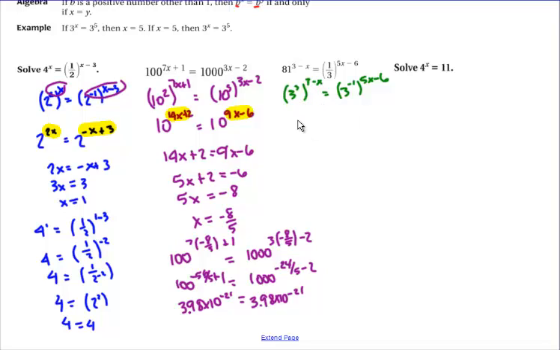The outer exponent multiplies the inner, so I'm going to have 3 to the 9 minus 3x power equals 3 to the negative 5x plus 6 power, and the bases are the same, so I can set the exponents equal. So 9 minus 3x equals negative 5x plus 6, and this is 9 equals 8x plus 6, and this is 3 equals 8x.